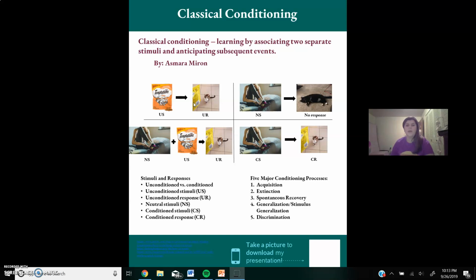And I think the best way to explain classical conditioning is by using an example. So this is my little diagram here of an example of classical conditioning in my own life. But first, I'm going to explain these acronyms on the bottom. The U and the C stand for unconditioned and conditioned. Unconditioned just means unlearned, and conditioned is what we've learned, basically.